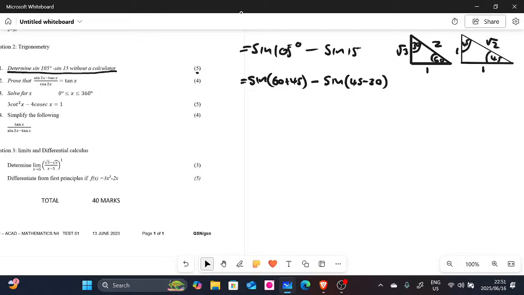It's still fine, guys. For this one here, some of you might subtract 60 with 45, still gonna give you 15. It's still fine, right? But I prefer to subtract 45 with 30. Somehow I find it to be simple for me.